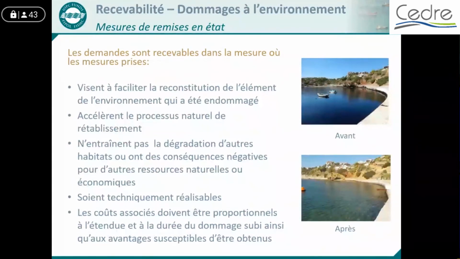Again, in terms of criteria for admissibility, admissible claims are measures that aim at enhancing the recovery of the damaged component of the environment. There have been situations and cases in which we receive claims, and once the money has been paid out, it's not actually used for what it was initially claimed for. So that's the kind of situation that needs to be avoided.